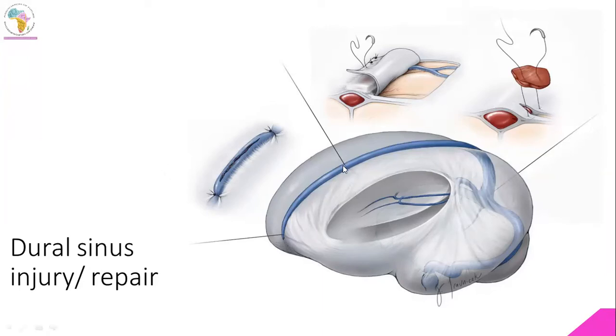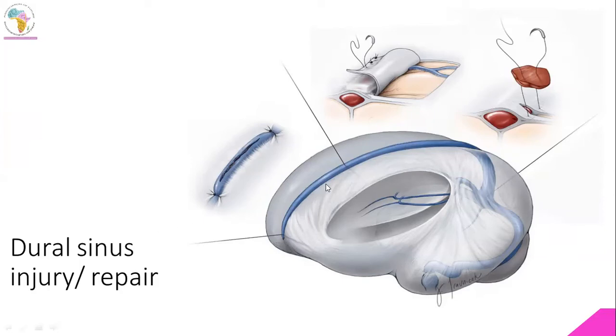We should cover the sinus with a cotton patty, and we should fully irrigate the area to prevent bleeding and to prevent air from entering the sinus. After that, we should plan for the definitive repair of that sinus.